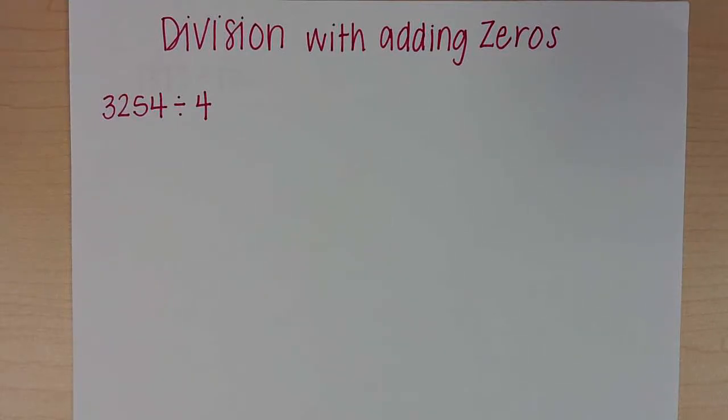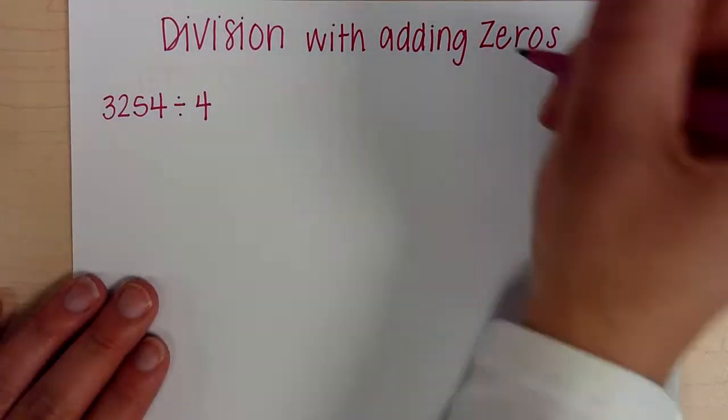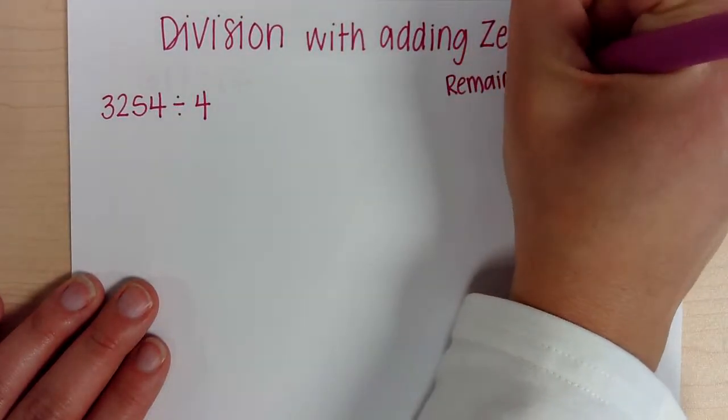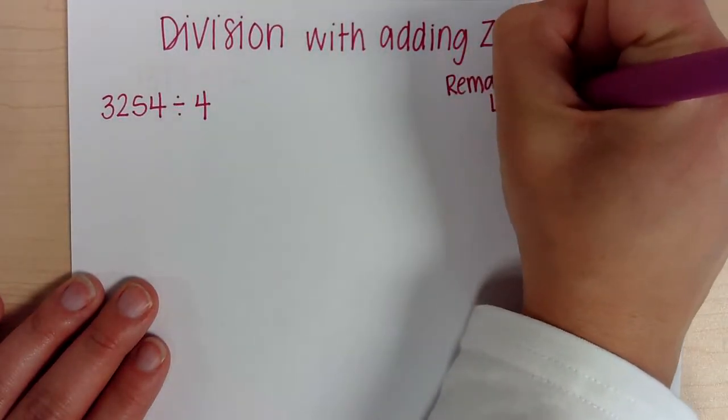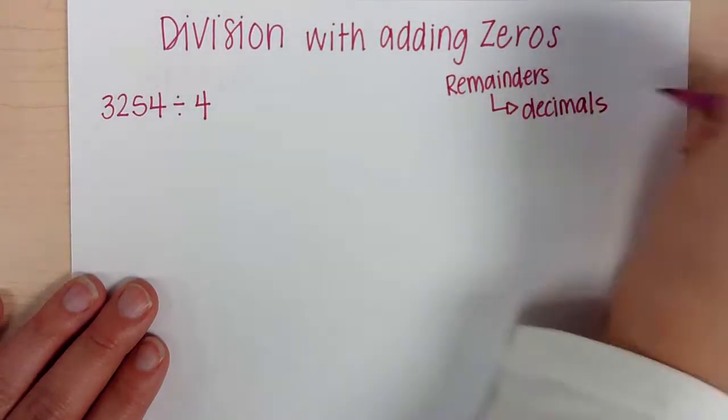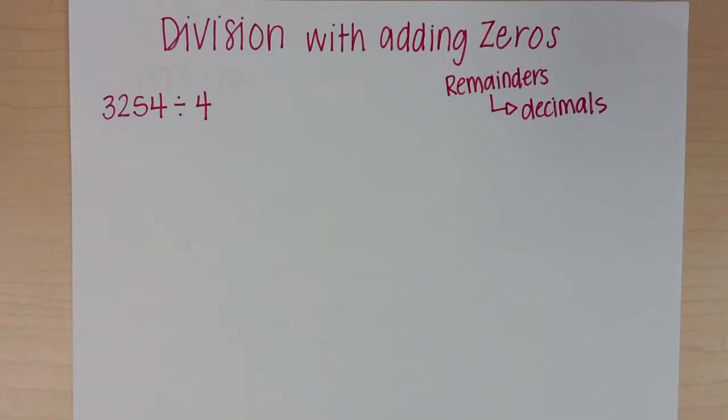Today we are going to talk about dividing multi-digit numbers, but in this case we are going to focus on the remainder piece. So we know that we cannot have remainders anymore. We need to do something with them. And in this case we're going to turn our remainders into decimals. So we are going to learn how to do that today. How do we take our remainders and continue to divide, making those decimals?